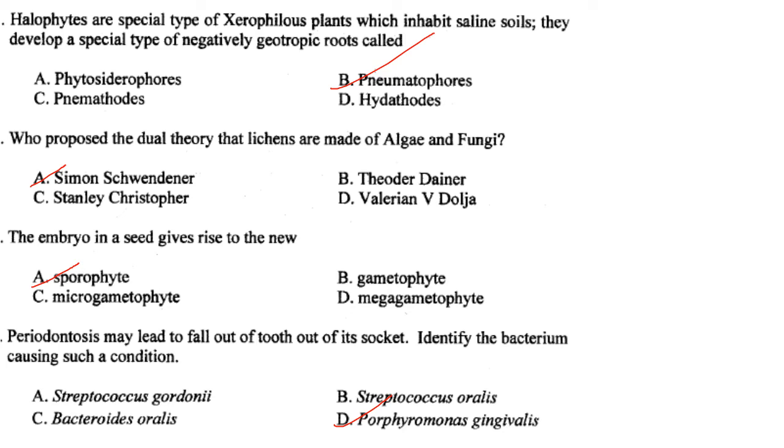Answer is option B. Then next one. Who proposed the dual theory that lichens are made of algae and fungi? It was Simon Schwendener who proposed that lichens are made of algae and fungi.